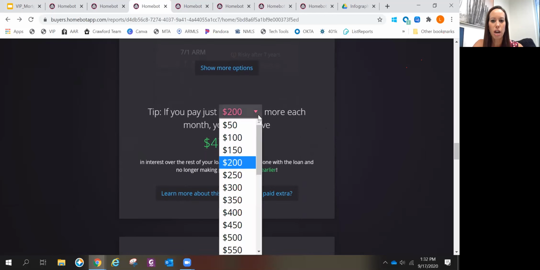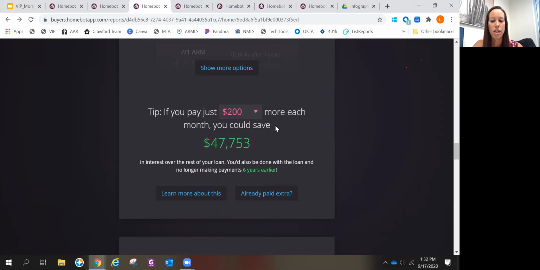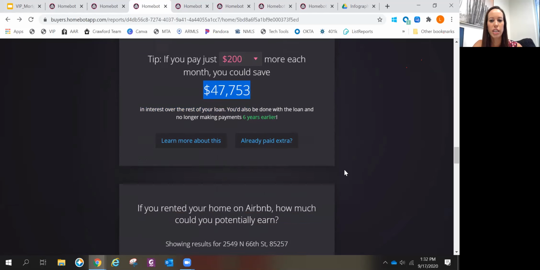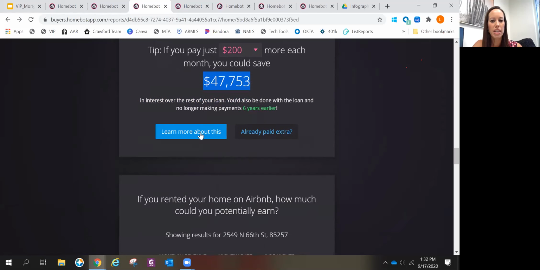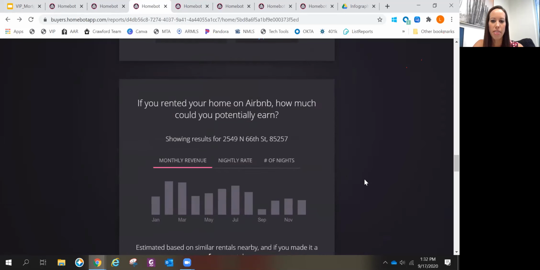Here's the part where in the drop down, they can pick how much more they want to pay per month towards their mortgage. If they paid $200 more a month, they would save $48,000 and pay off 6 years earlier. If they hit learn more about this, it would come as a prompt to you or to the lender, depending on which part they wanted more help with.